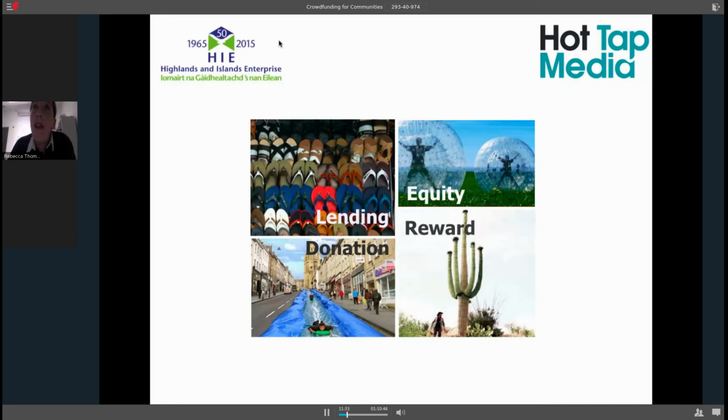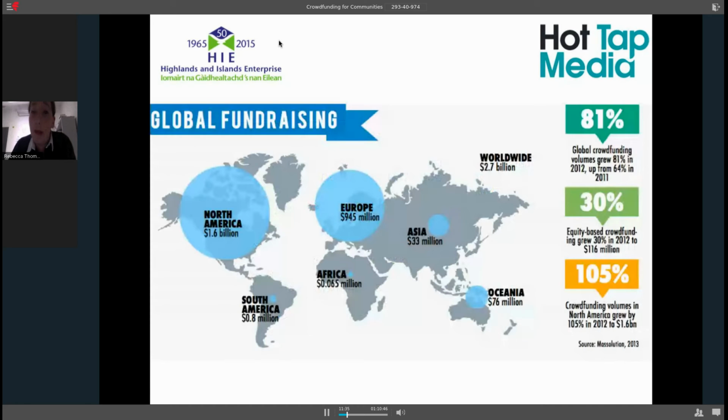Equity crowdfunding is where you give people the chance to contribute to your company. It generally has to be a limited company of some kind, and in return, the contributors get equity in your company. And reward-based crowdfunding, bottom right, is probably what you think of first when you hear the word crowdfunding.